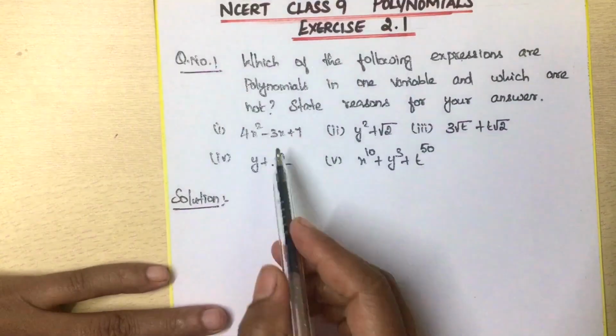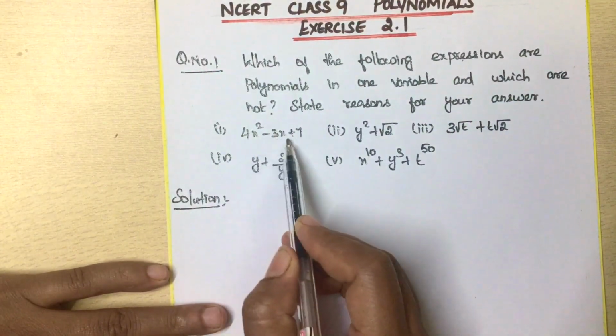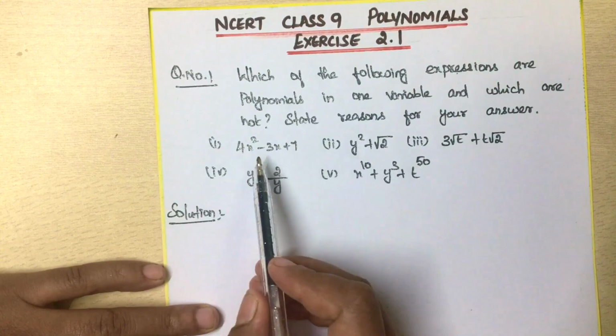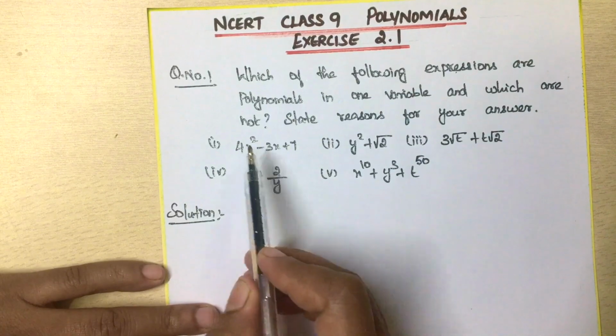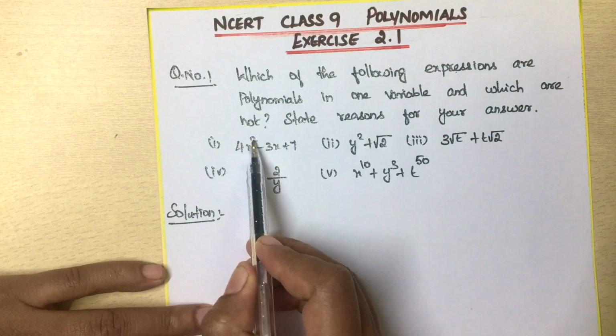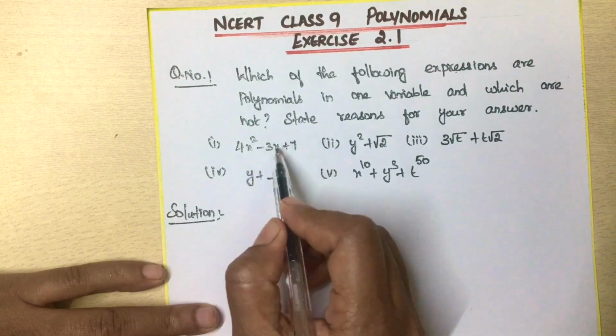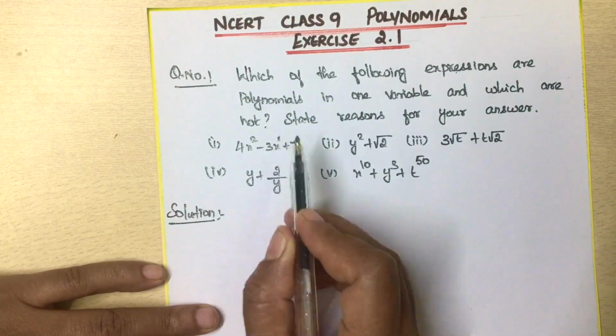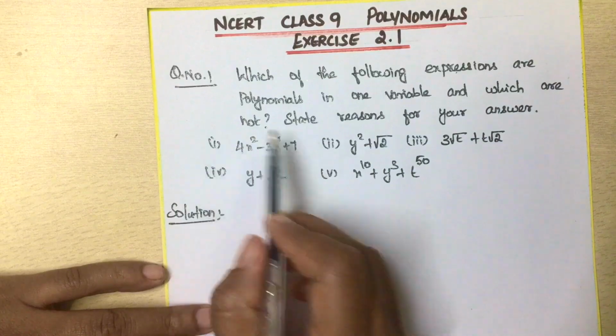What is the first question asked? 4x square minus 3x plus 7. Now we have to first of all check whether it is a polynomial or not. 4x square, the degree of x is a whole number which is 2. Again here the degree of x, if it is not mentioned, it is always 1. Definitely this is a clear polynomial.